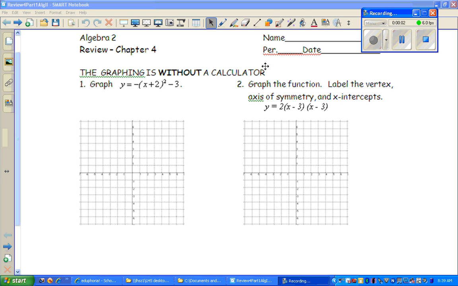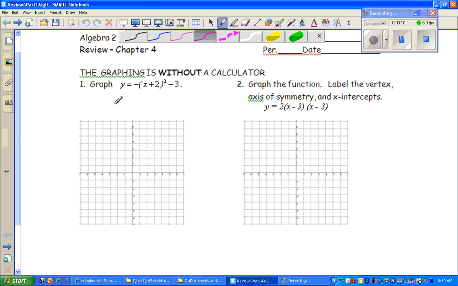The graphing part of the test is going to be no calculator, so you have to be able to do these problems all with no calculator. The first question here is in vertex form. So we're able to get the vertex straight out of the equation.